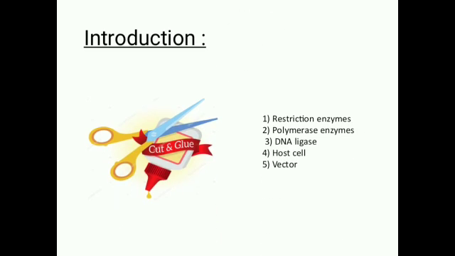Cutting and pasting are two of the first skills children learn, and the tools they use are scissors and glue. Similarly, cutting DNA and pasting DNA fragments together typically are among the first techniques learned in the molecular biology lab and are fundamental to all recombinant DNA work. Such manipulations of DNA are conducted by a toolkit of enzymes. They are restriction enzymes, polymerase enzymes, DNA ligase, host cell, and vector.